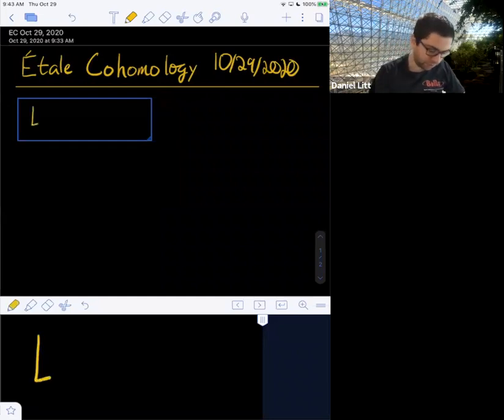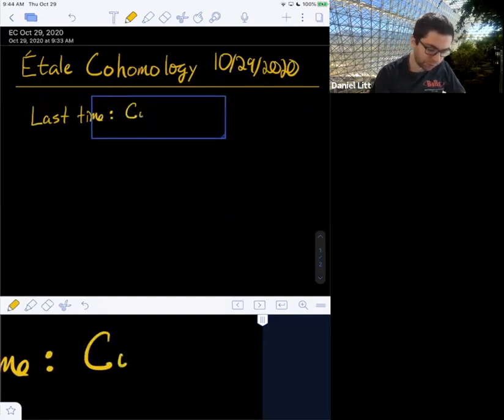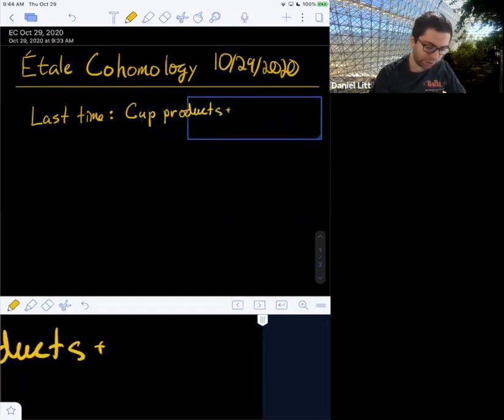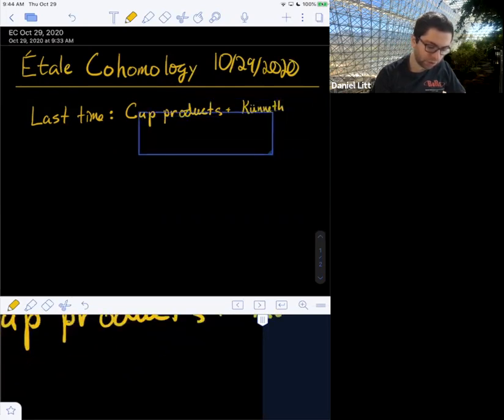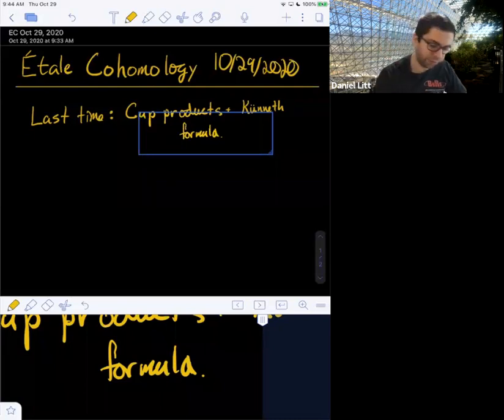So last time we introduced the Kunneth formula. So we introduced cup product. So at the very end, I gave you a formula for the cup product on Čech cohomology and the Kunneth formula. So let me briefly recall what the cup product was, and then I'm going to recall the statement of the Kunneth formula, give you a slightly simpler formulation in good cases, and then sketch the proof.